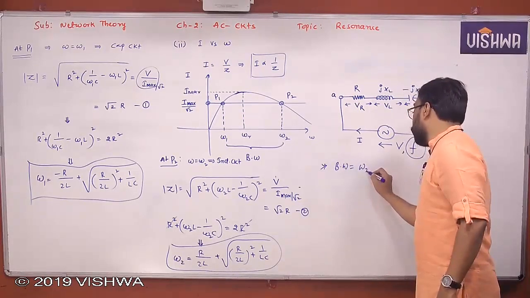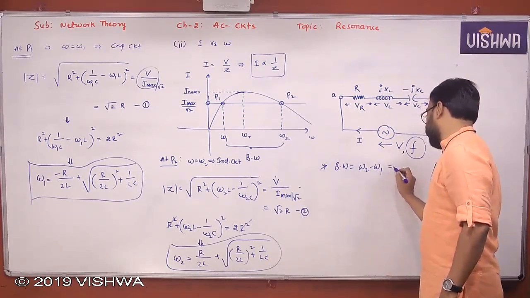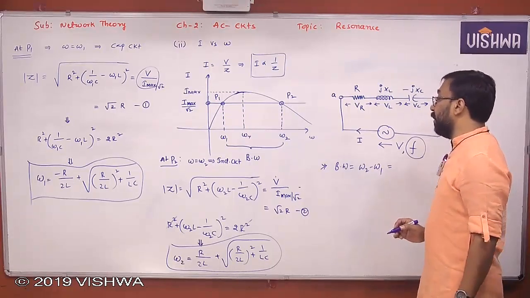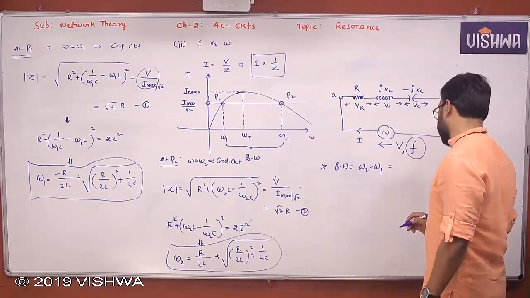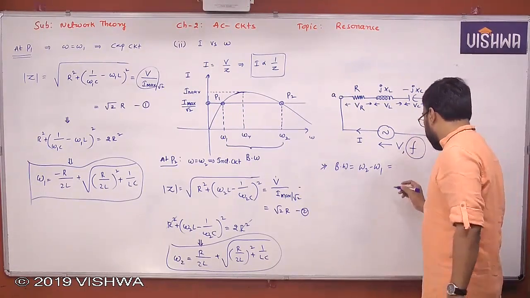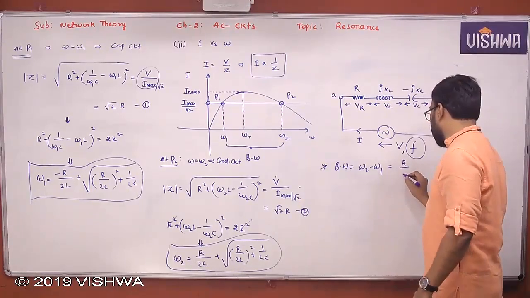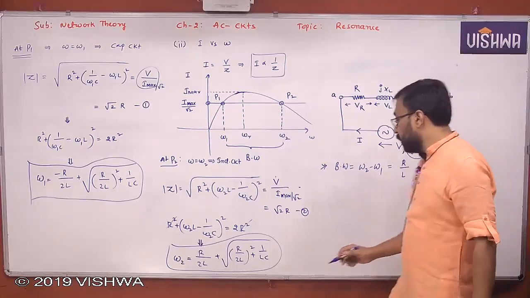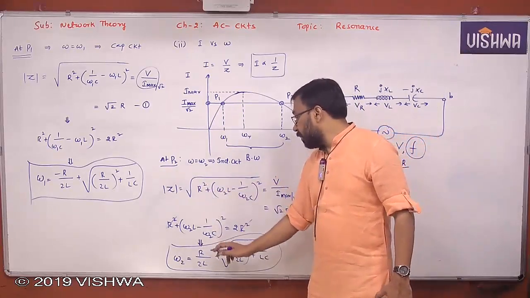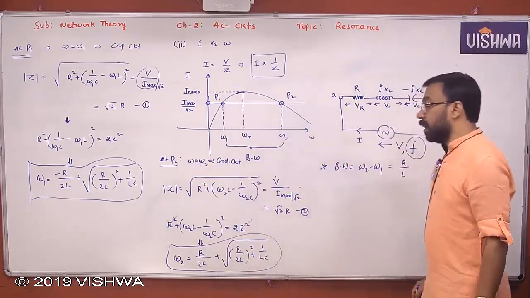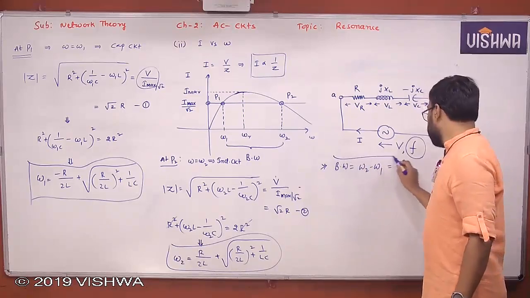Bandwidth is omega 2 minus omega 1. Okay. What is bandwidth? Bandwidth is omega 2 minus omega 1. So if you do that, it becomes what? R by L. Yes or no, all of you? Okay. Because both will get cancelled. R by 2L plus R by 2L. Finally, you get what? R by L. So bandwidth is R by L.